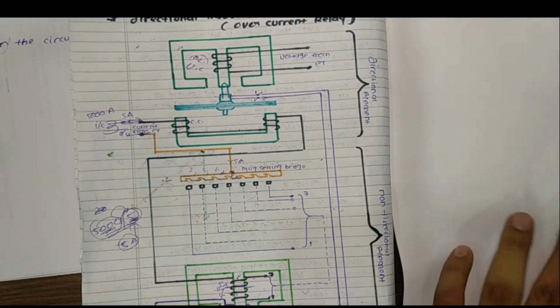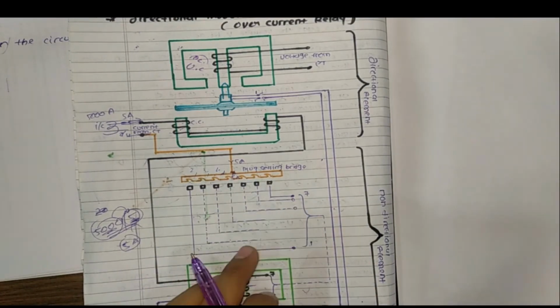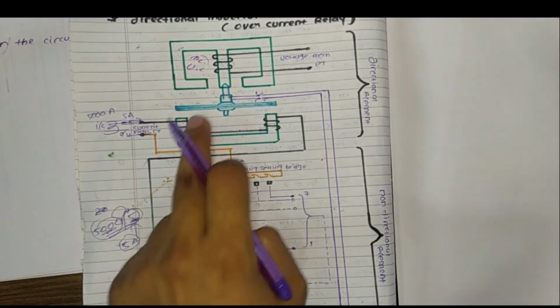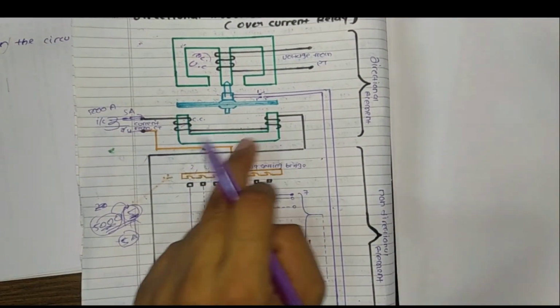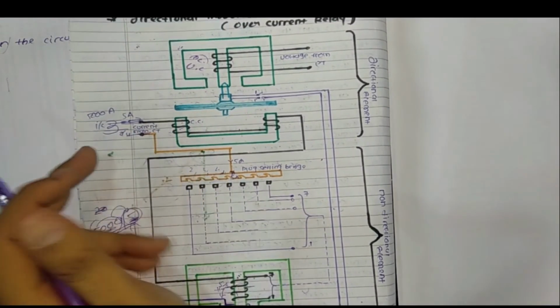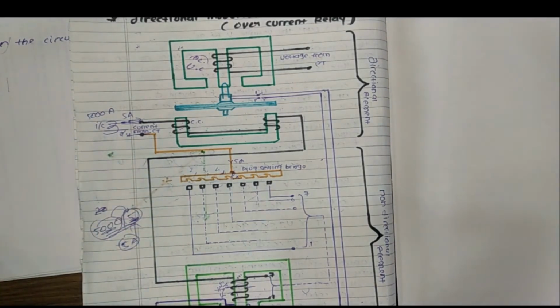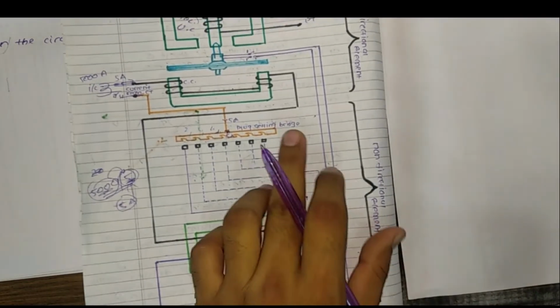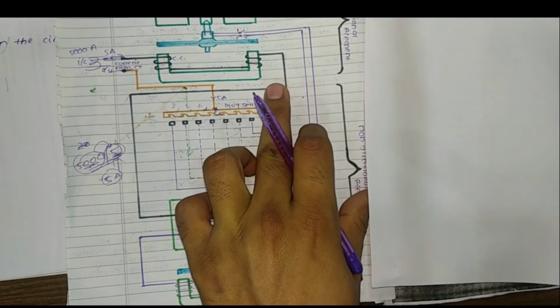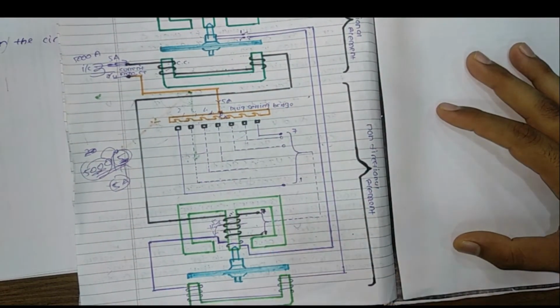This is mounted here, and the current coil on the lower magnet is energized by the system through the current transformer. This is the current coil, which is energized by the CT. Current from the CT is given over here. And the trip contacts of this relay are connected to the secondary winding of the non-directional relay, as you can see here.